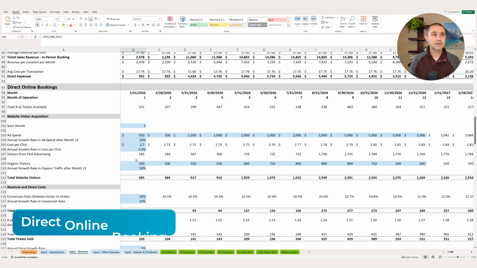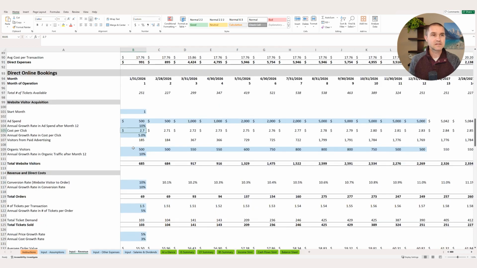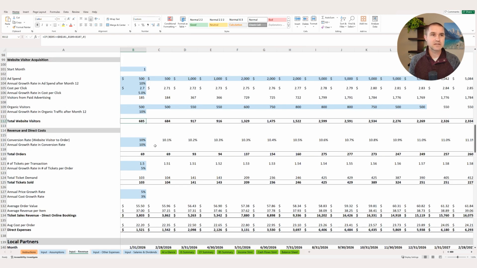And you can also have direct online bookings. And so you can do advertising spend. So maybe this is for you're doing Google AdWords or Facebook ads and your cost per click is $2.70. And let's say your website also gets some organic website visitors. So we've got 500 organic website visitors. This drives 685 visitors to the website. Again, could have some seasonality in this.